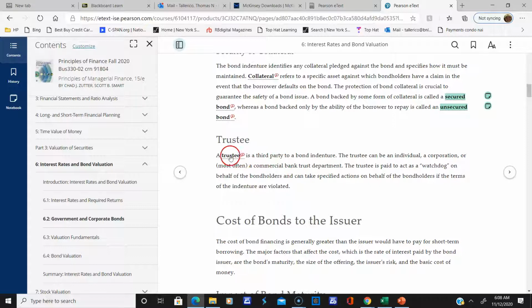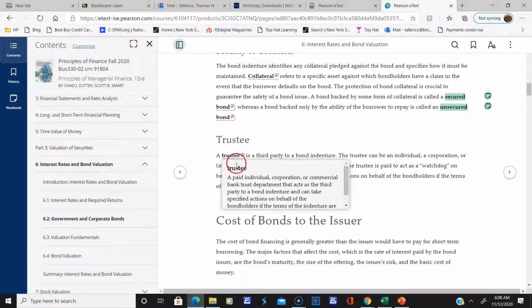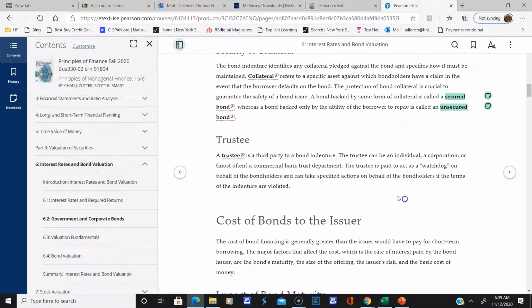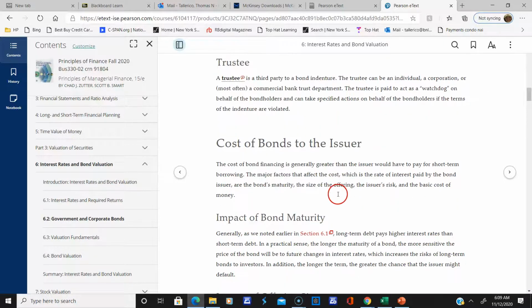All right, next term here that's important is a trustee. A trustee is a paid individual, corporation, or commercial bank trust department that acts as the third party to a bond indenture and can take specified actions on behalf of the bondholders if the terms of the indenture are violated. All right, so you would have a trustee, and that would be in the indenture.